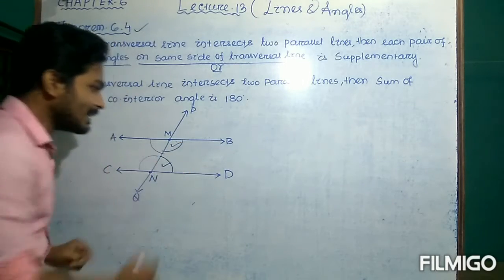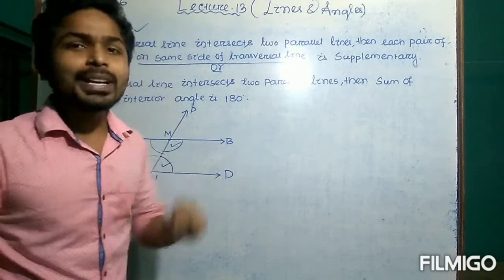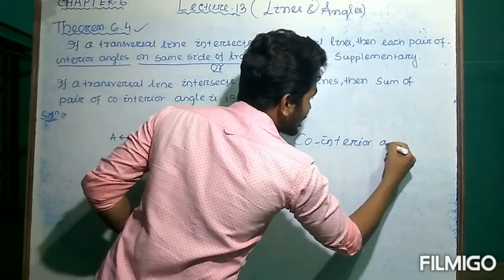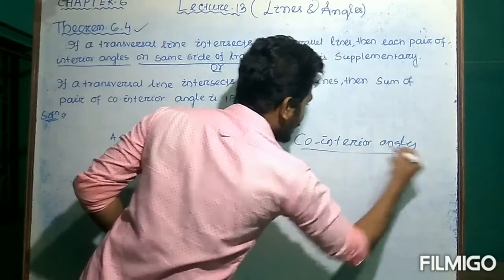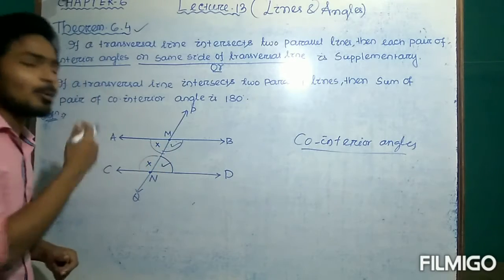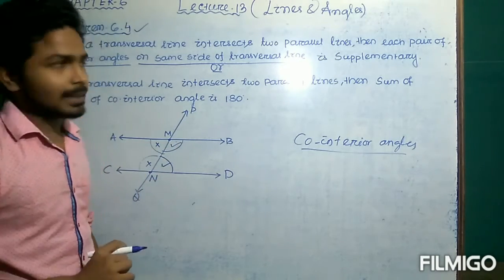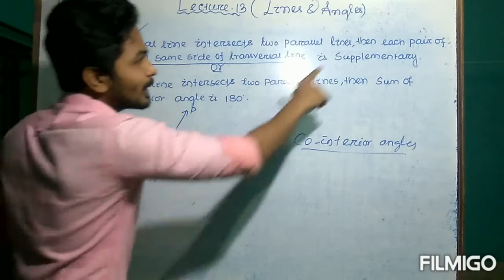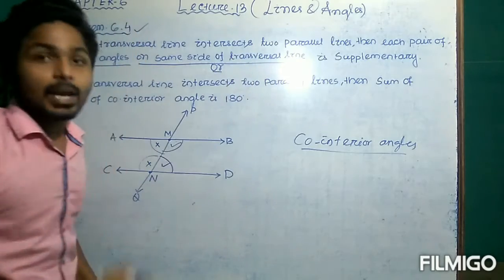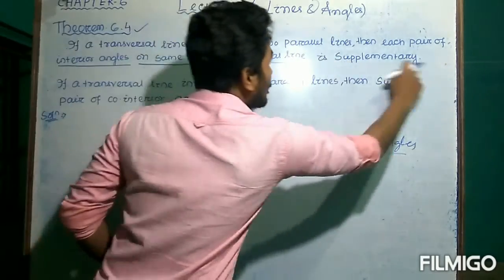We know the interior angles which lie on the same side of the transversal line are known as co-interior angles. We have already discussed what co-interior angles are. Similarly, these two angles are also co-interior angles. So there are two pairs of co-interior angles. Then you have to prove that each pair of interior angles on the same side of the transversal line, or each pair of co-interior angles, is supplementary.